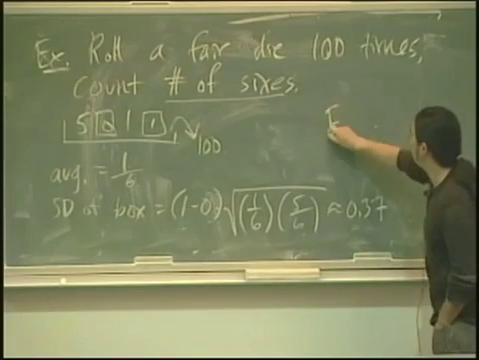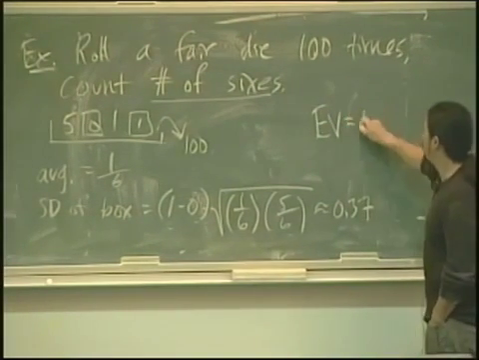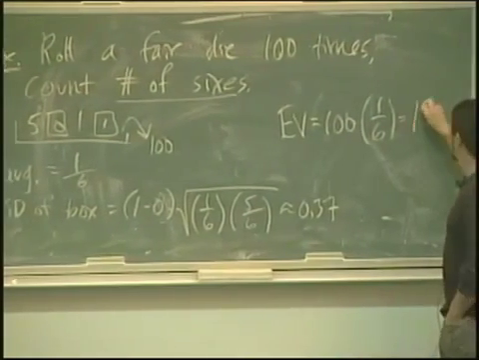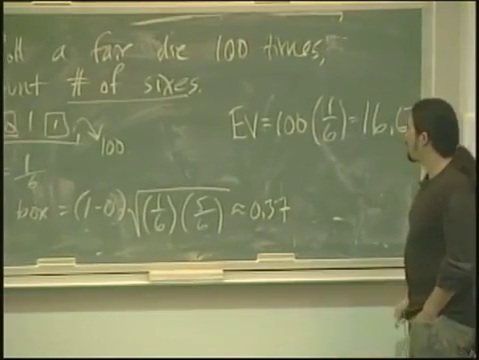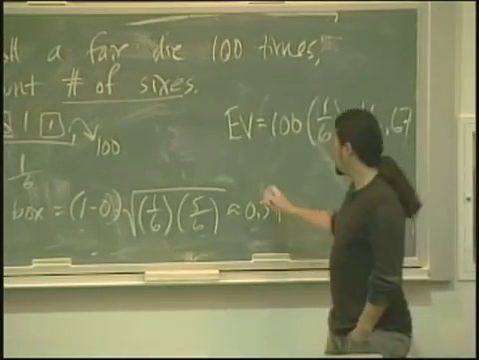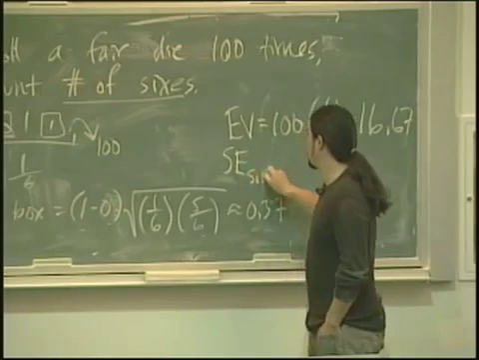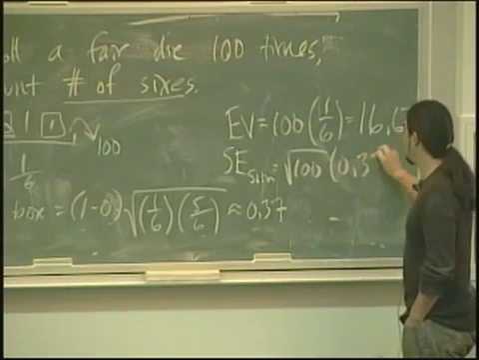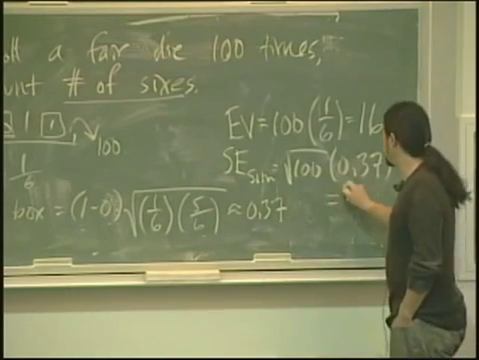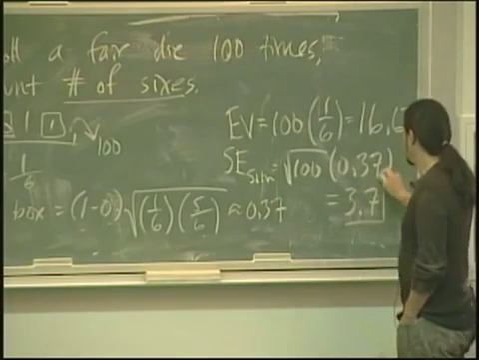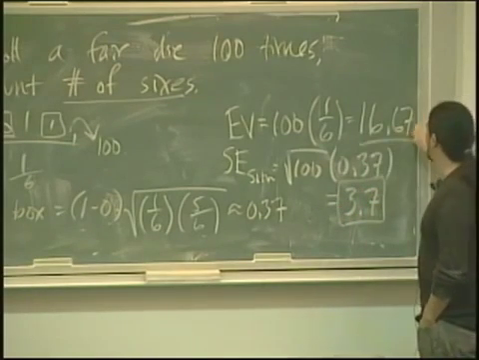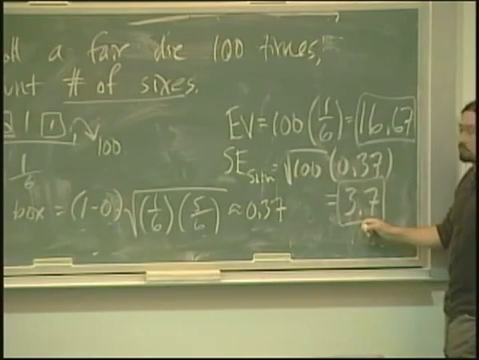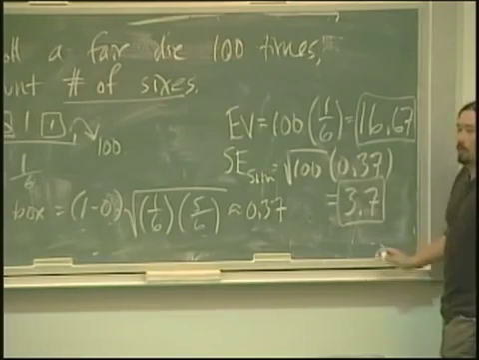And the expected value for 100 draws is 100 times 1/6, or 16.67, if you like, 16 2/3. And the standard error for the sum of draws is square root of 100 times 0.37, the SD of the box. So this gives us 3.7. So in 100 die rolls, we expect to get about 16 2/3 sixes, give or take about 3.7. Right? So questions on that?